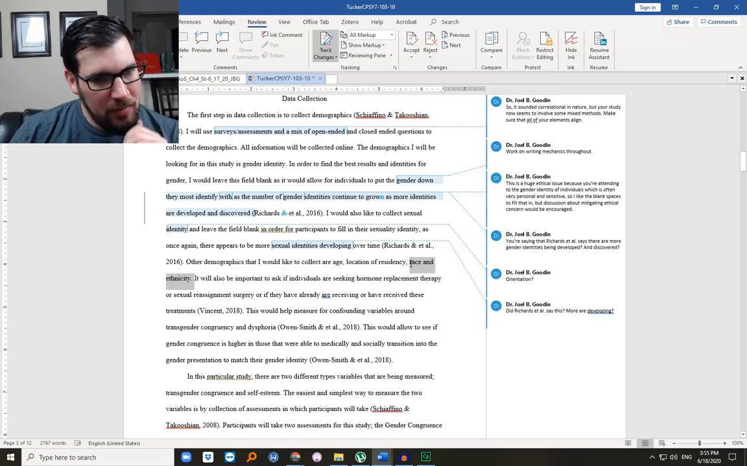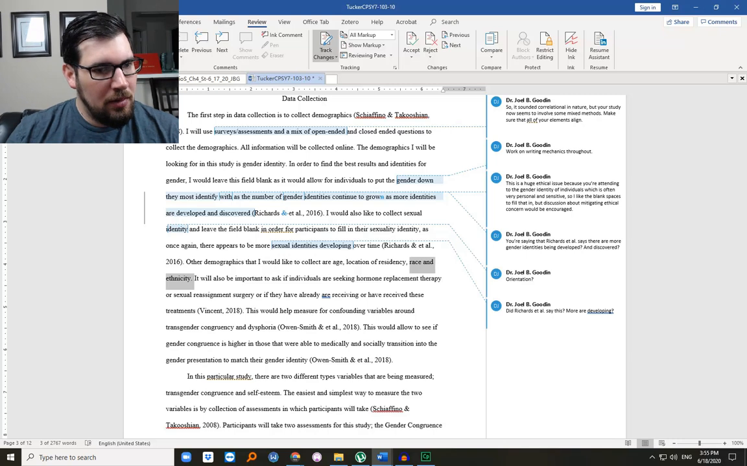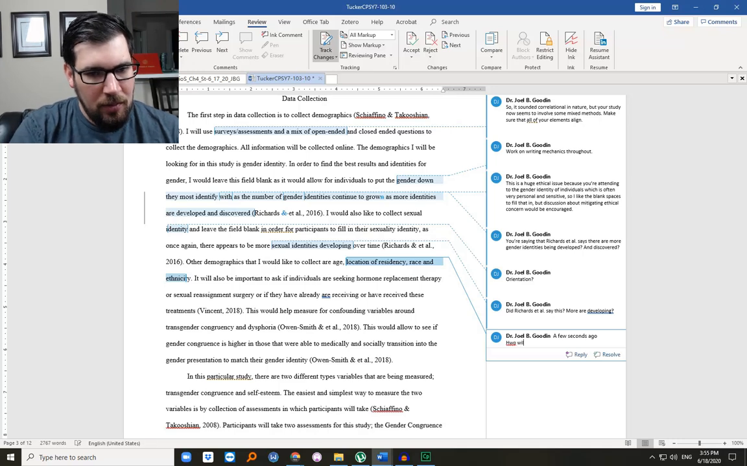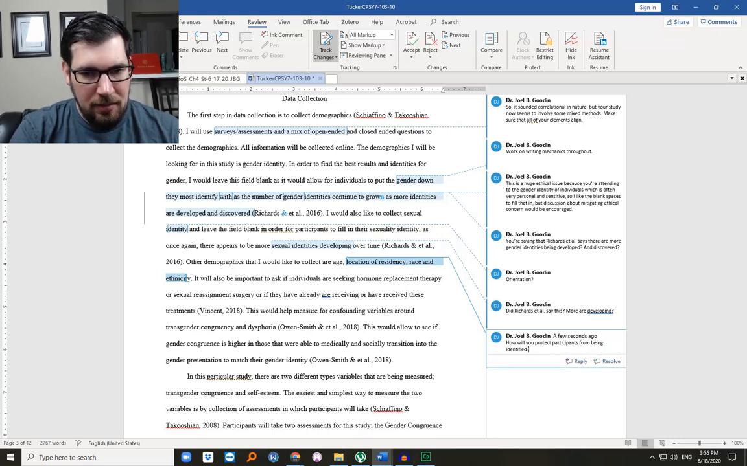Okay, so these three things, I'm going to say, okay, how will you protect participants from being identified? Try to mask their location by using region of the U.S.